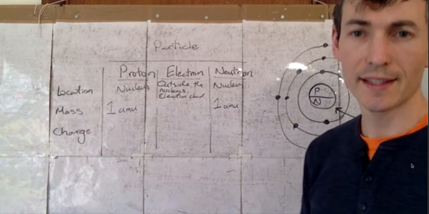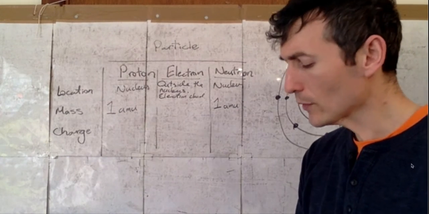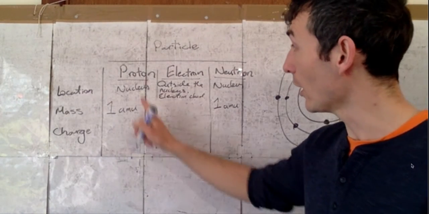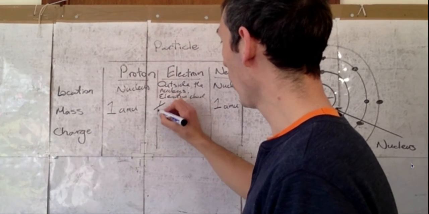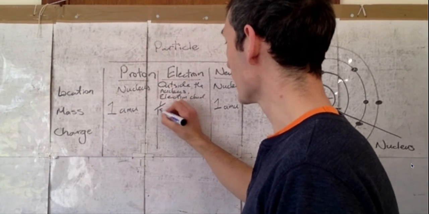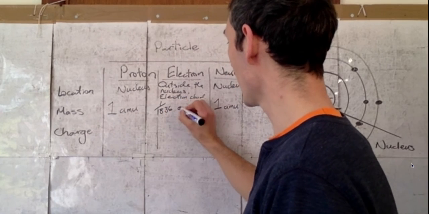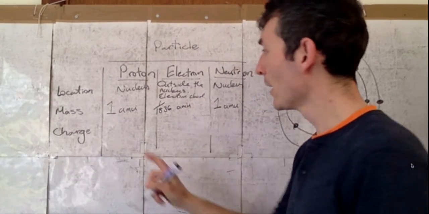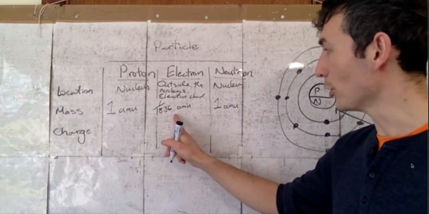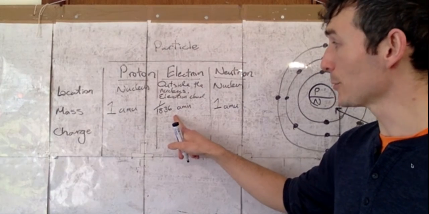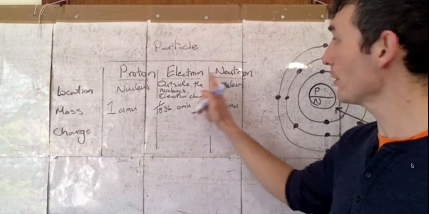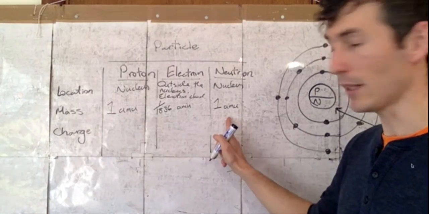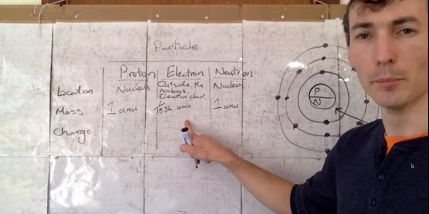Now electrons, they are much, much smaller. They're a tiny fraction of the mass of a proton. And in fact, that fraction is 1 divided by 1,836 AMU. Now, you don't need to remember that number. You just need to be able to compare their mass. You need to be able to say that protons and neutrons have got the same mass, and electrons have got a much smaller mass.